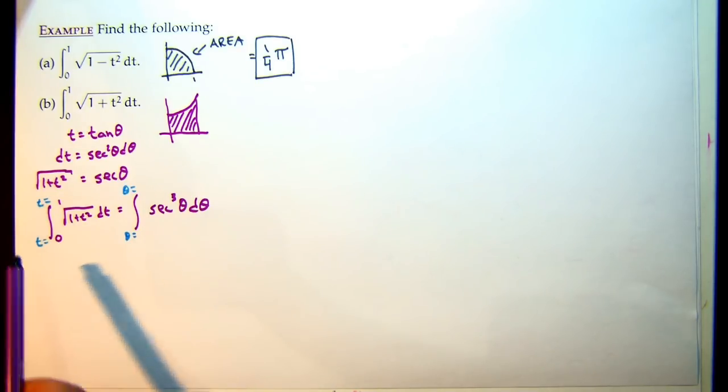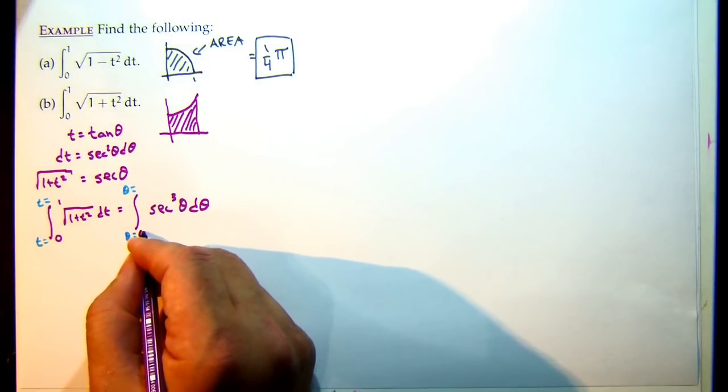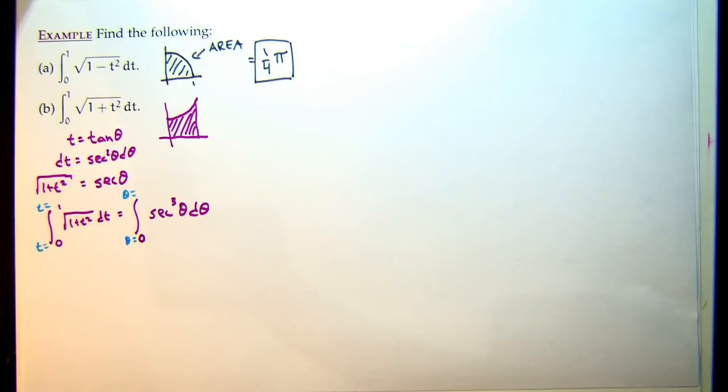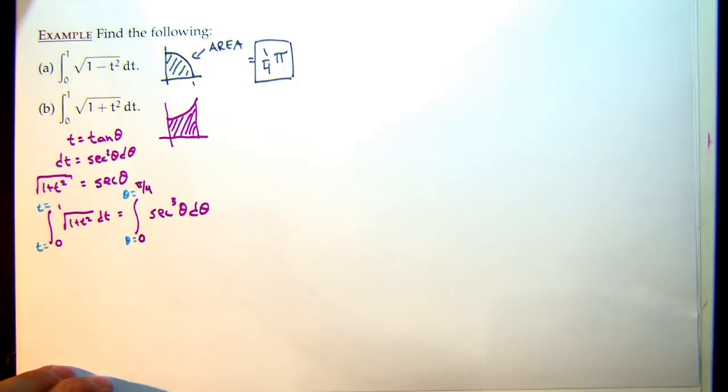So if t equals 0, tangent of what angle gives me 0? It's 0. Now, if t equals 1, tangent of what angle gives me 1? The answer is pi fourths. So tangent of pi fourths gives me 1. All right, well, there we go. So I'm going from 0 to pi fourths, secant cubed d theta. Well, hey, trig integrals. Good. So we did a trig substitution, and now we got down to a trig integral.